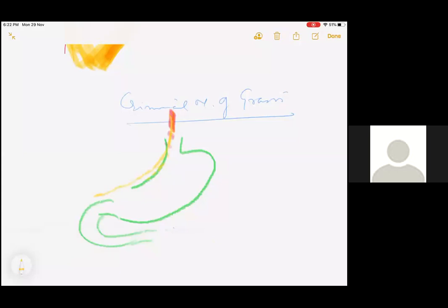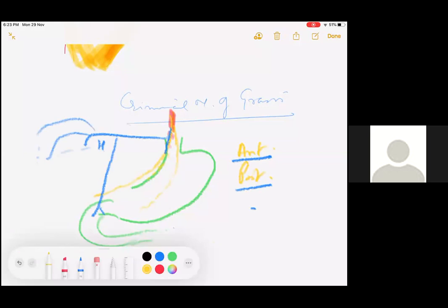So it divides into left and right. So rather than left and right, understand them as anterior and posterior. Then you will have no issues. The anterior gives off a hepatic branch, which naturally goes to supply the liver and the gallbladder, and gives off a pyloric branch, which ends here, which is responsible for the pyloric opening.